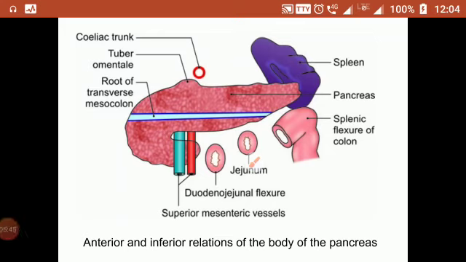Then about the three surfaces of the pancreas. The anterior surface is concave and is directed upwards and forwards. It is present between the superior and the anterior border. It is covered by the peritoneum, and it is related to the lesser sac and to the stomach. Whereas the inferior surface is also covered by the peritoneum, and it is related to the duodenojejunal flexure. Then it is related to the coils of the jejunum and the splenic flexure of the colon.